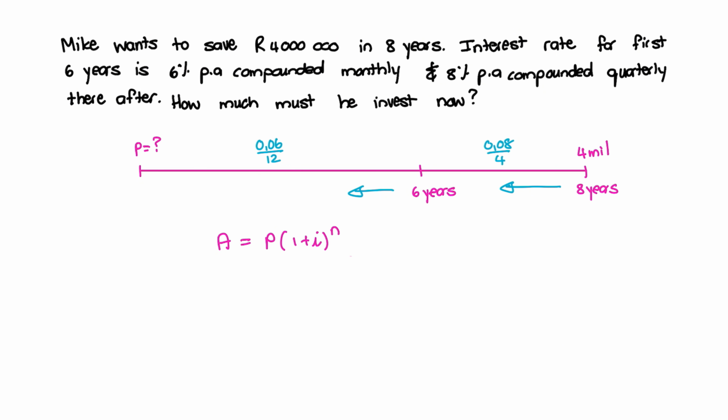6% can be represented as 0.06, compounded monthly, meaning we divide it by 12. And 8% is 0.08, compounded quarterly, so we divide it by 4. What we want to do is make some sort of investment, but we already know the future value: that's 4 million rand. So this is compound interest, and we want to figure out the original amount of the investment.